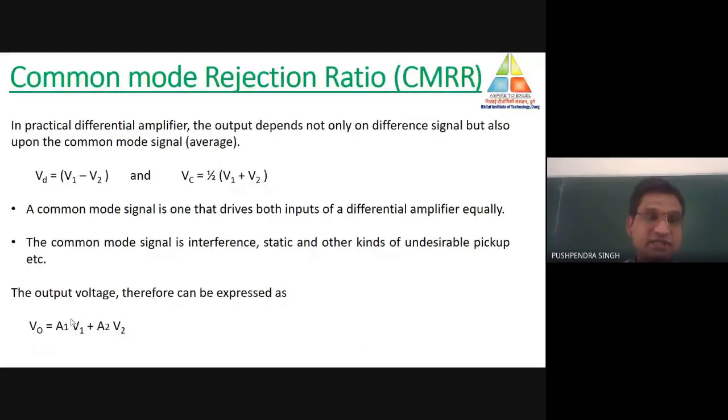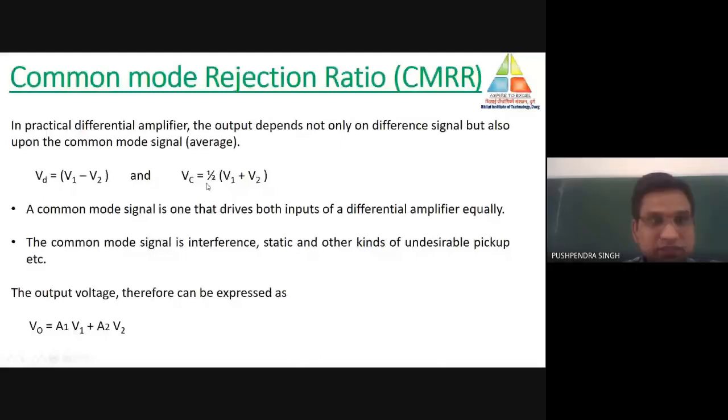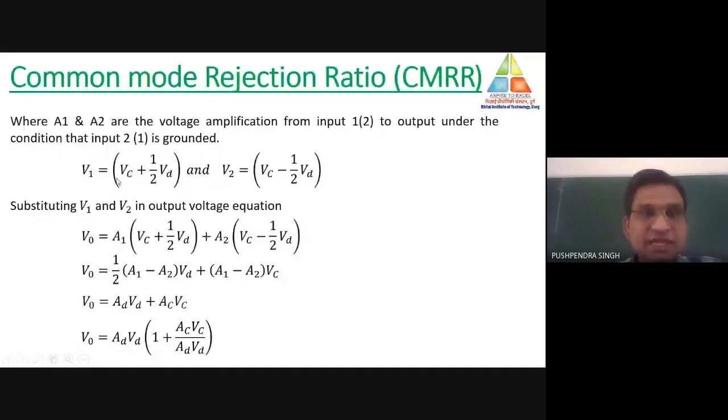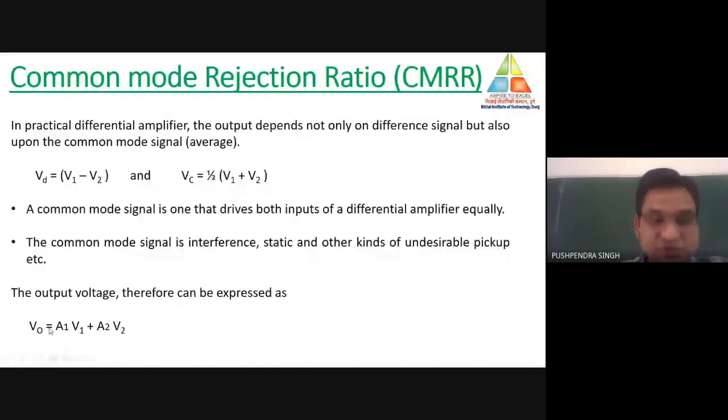Now here two terms are present, V1 and V2. Now with the help of this VD and VC expression, I have calculated the value of V1 and V2. So the value of V1 is equal to VC plus 1 by 2 VD and V2 is equal to VC minus 1 by 2 VD. You can easily calculate the values of V1 and V2 from that particular expression. Now substitute the values of V1 and V2 in the expression of the complete output voltage.